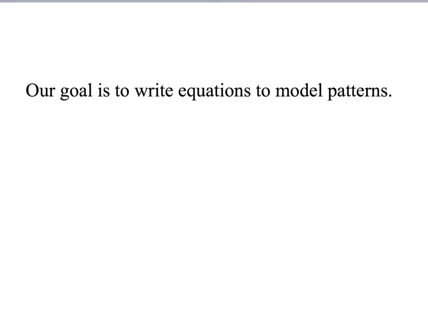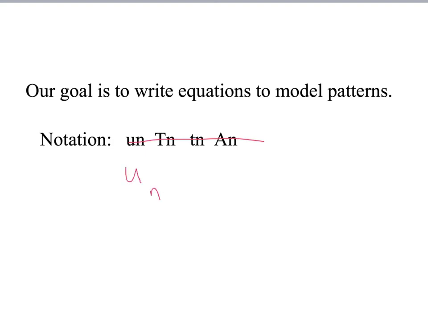So our goal is to be able to write equations to model our patterns. The notation is all messed up. They should be subscripts, so it should be like u sub n, T sub n, lowercase t sub n, and a sub n. It doesn't really matter what the letter is, but the subscript should really be n, and it really means what's in the nth position.